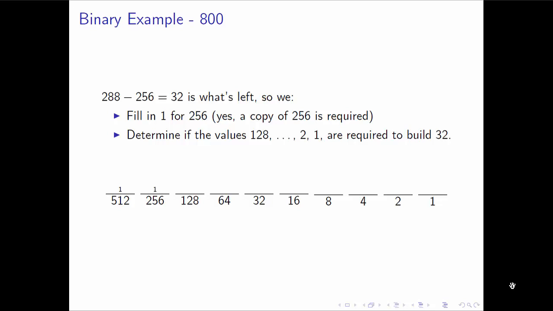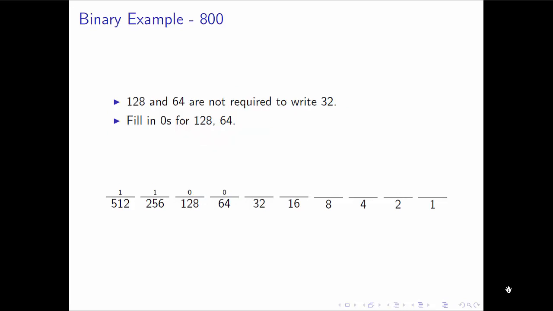So moving on, 288, we do need a copy of 256. We have room for that, so we fill in a 1. Yes, we do need the number 256 in order to do this. Then we take away those 256 things from the 288 things, and we have 32 left over. We repeat again. Now we determine if the values 128 all the way down through 1 are required to build what's left, which is 32. Now, 128 and 64 are too big. They're not required to write 32, and so we put zeros in there. I don't need any copies of 128, and I don't need any copies of 64. Perhaps a better way to say that is I don't have them. I don't have a copy of 128. I don't have a copy of 64.